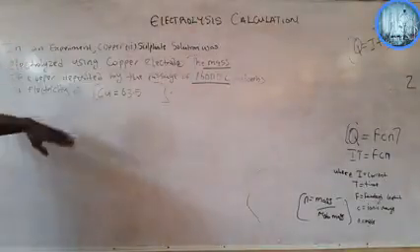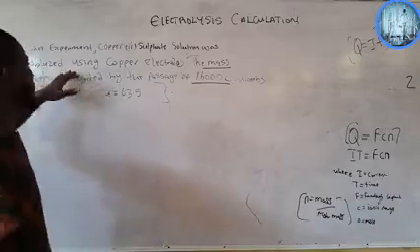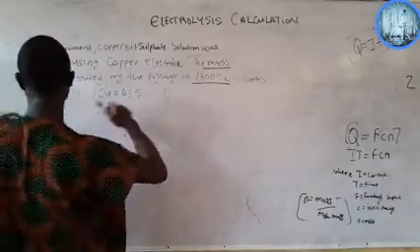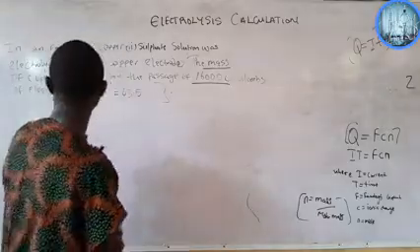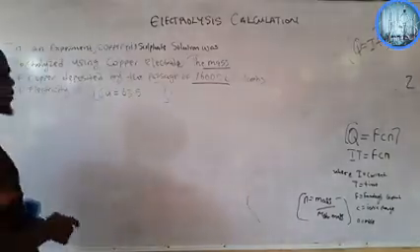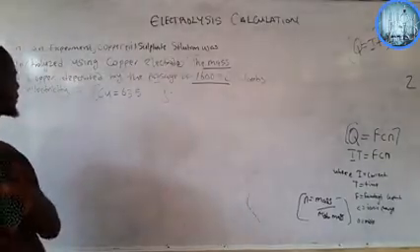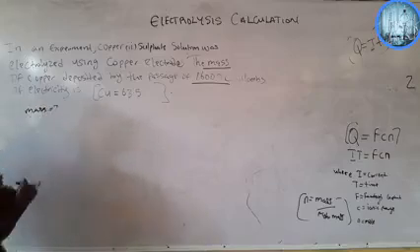In an experiment, copper(II) sulfate solution was electrolyzed using copper electrodes. The mass of copper deposited by the passage of 16,000 coulombs of electricity is? From this question, we are asked to find the mass. Mass is unknown.